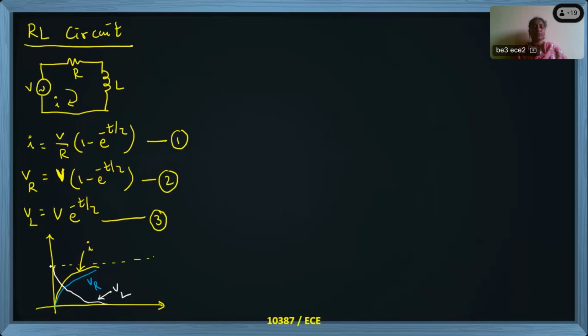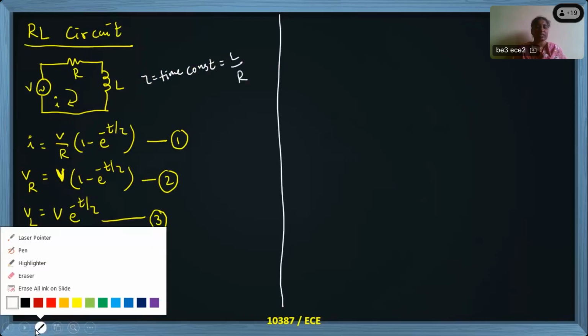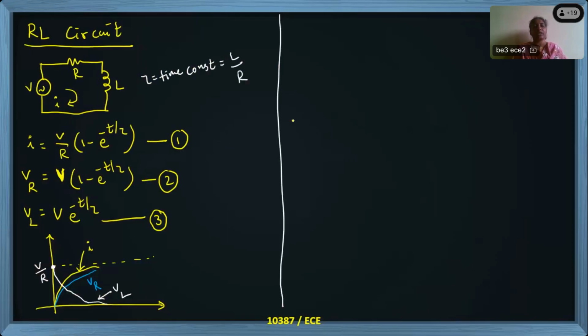Now if you see, this constant value is V by R. Current reaches this maximum. And here tau is the time constant, tau value is L by R. These are the details in the RL circuit. You have to learn these formulas by heart. Whenever you see an RL circuit, write this much and you will definitely get 3 marks.